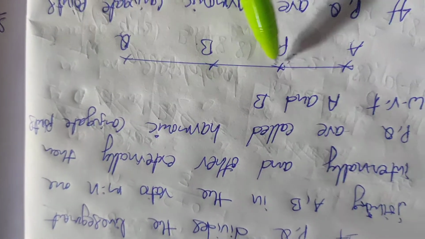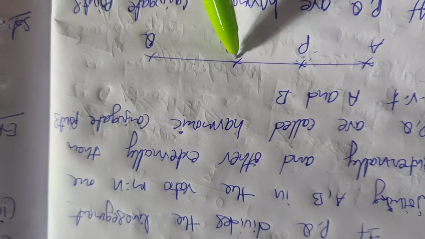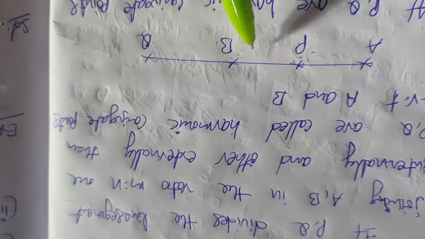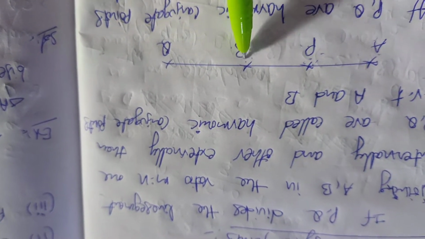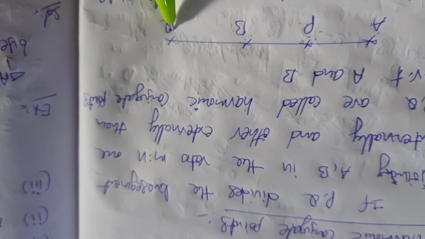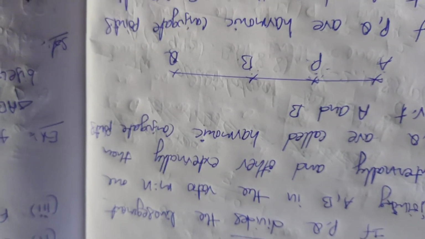Next, here the AP distance is there and the PB distance is there, and here AP, AB, AQ are in HP. HP means harmonic progression.